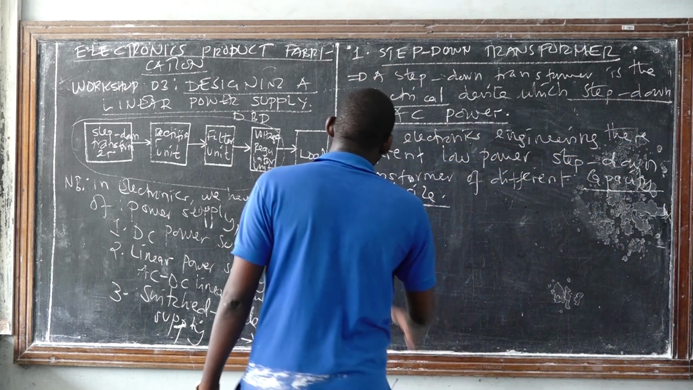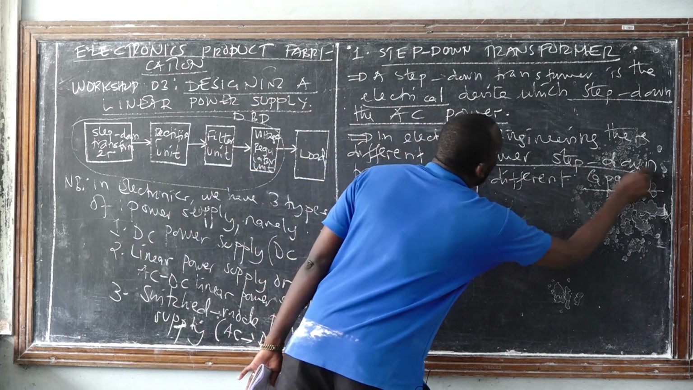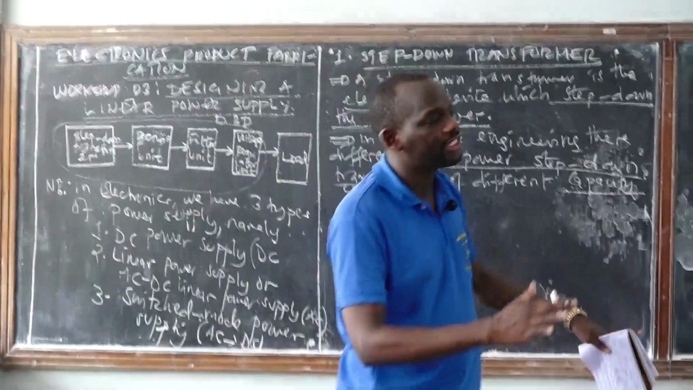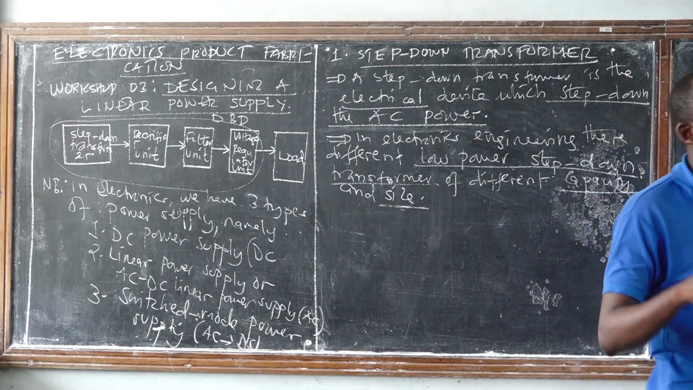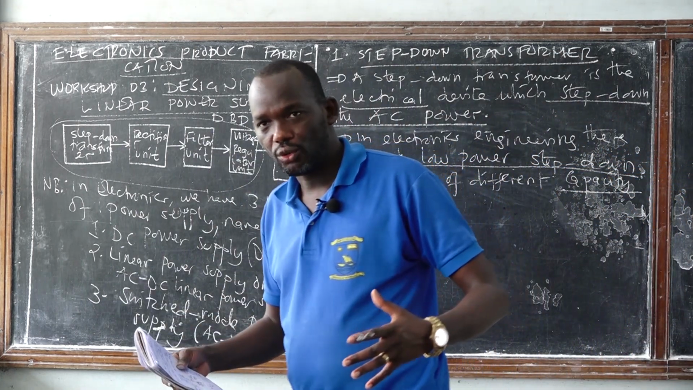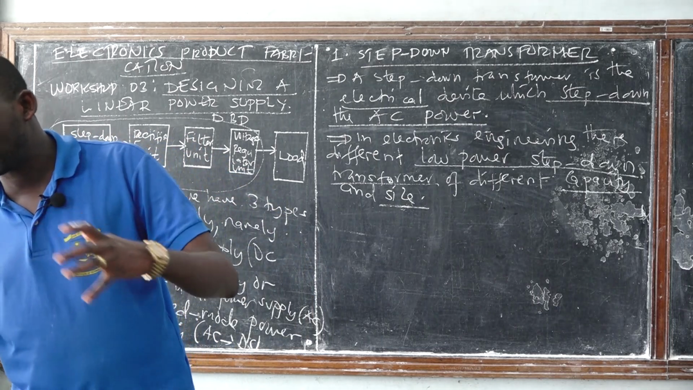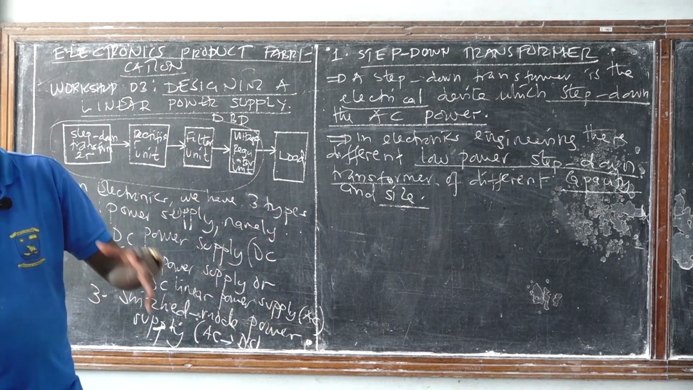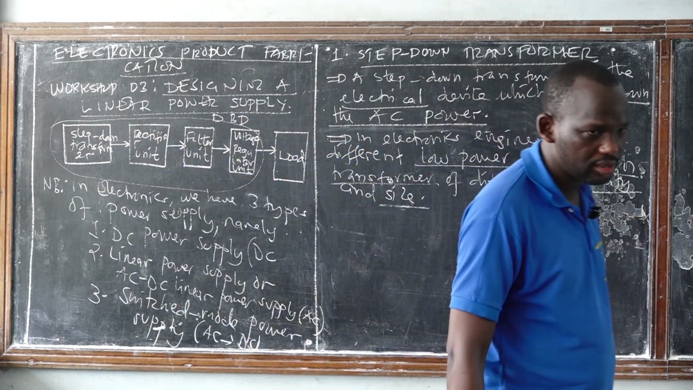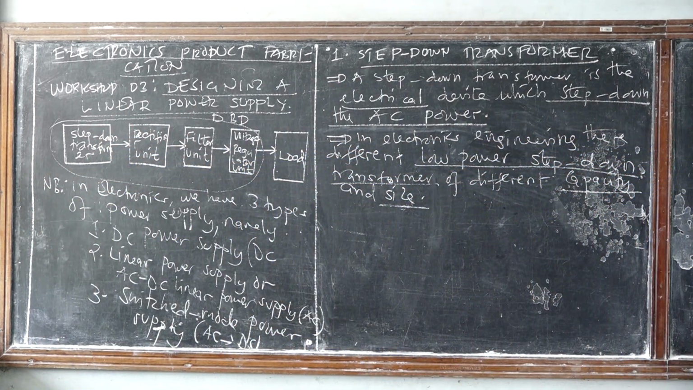So he said in electronics engineering there are low power step down transformers. We also have high power step down transformers. Those are the ones we used to see on the high grid or on the TANESCO line, or in different places where there are many people. Those are high power step down transformers, right? But with electronics, we are using low power step down transformers. The principle is still the same, but the difference is the rating.